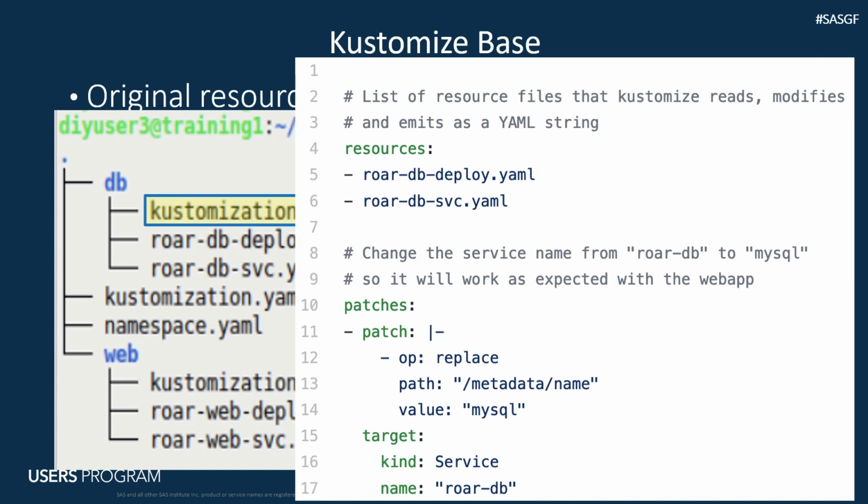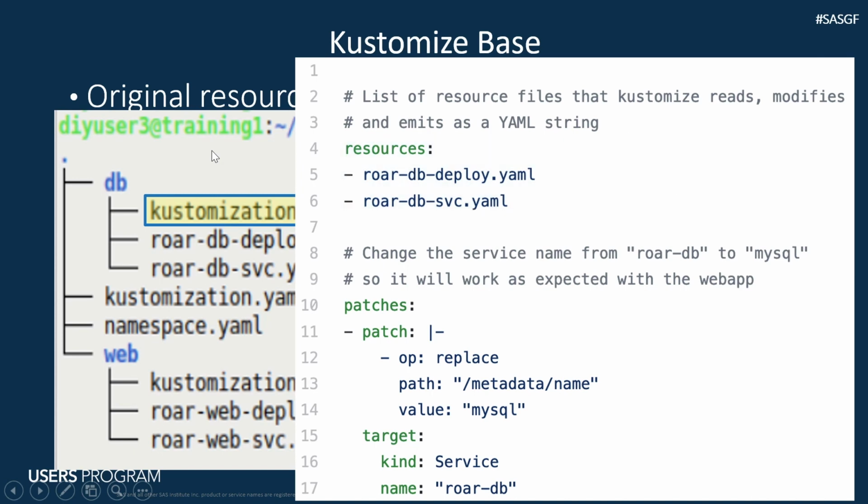And notice the patch feature here. It's pretty easy to understand. Starting at line 11 there, we have the operation, the kind of patch we're doing. We're replacing things. We're looking for a particular path in the file and a value in there in our target and our RoarDB service file. I'll show you how that works more in just a moment.